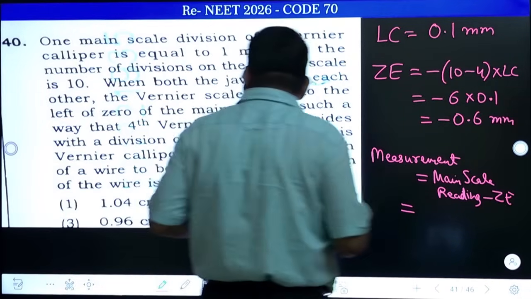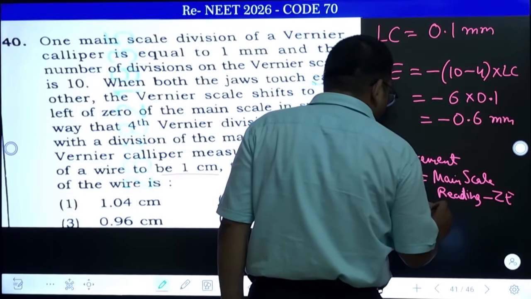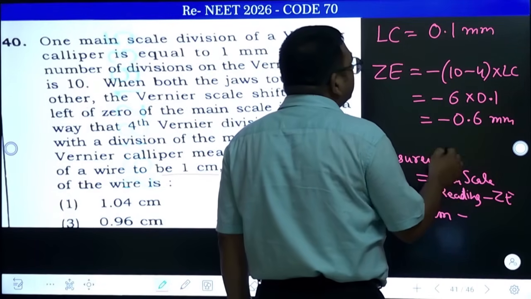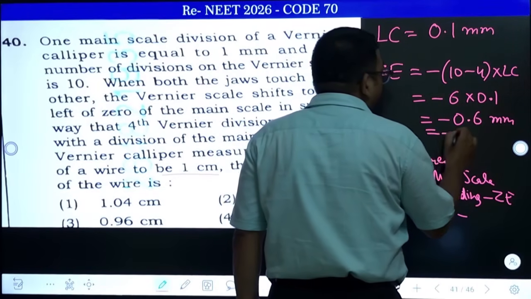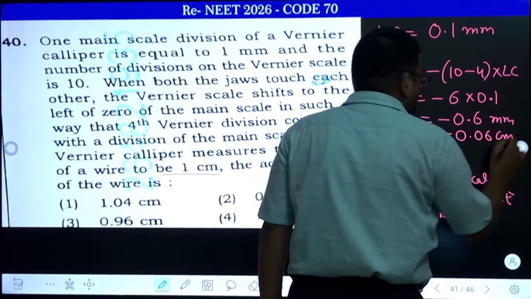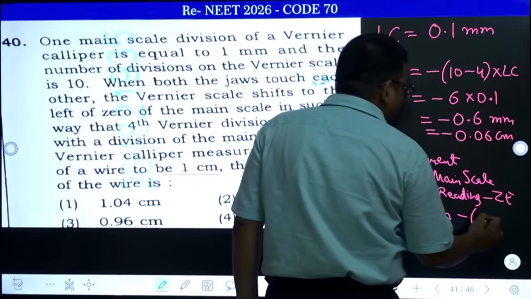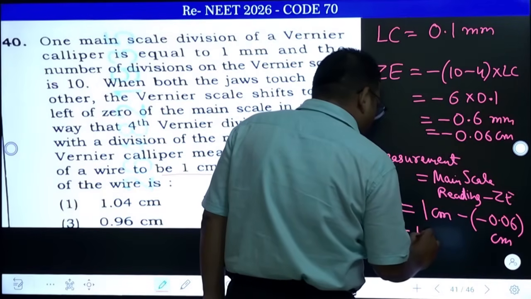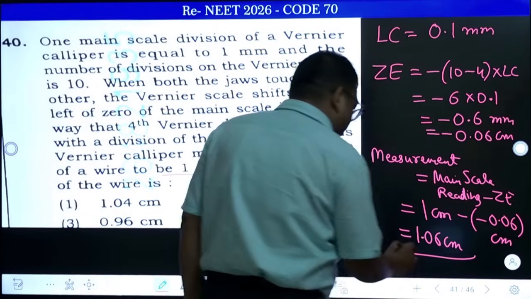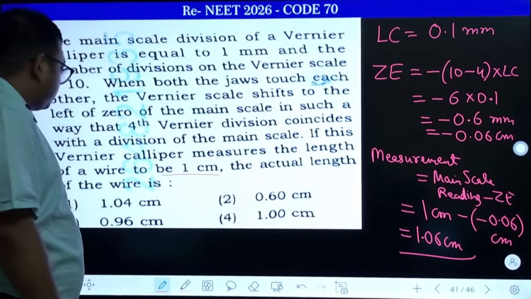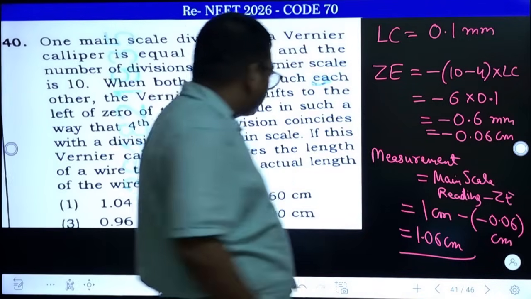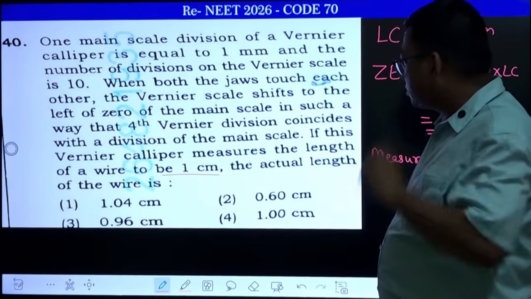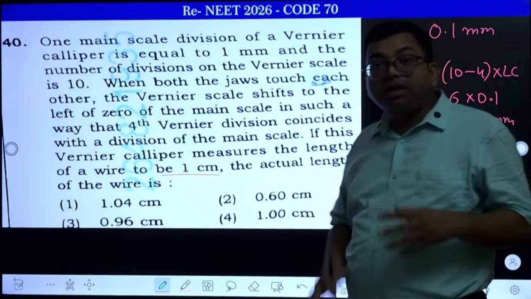So the main scale reading is 1 centimeter, 1 centimeter minus zero error. The zero error you have to convert into centimeter. So this will be minus 0.06 centimeter, right? Now this minus and this minus are going to add. Let us add them. So that will become 1.06 centimeter. That's not given here, right? So that means what? 1.04. None of the options is matching.